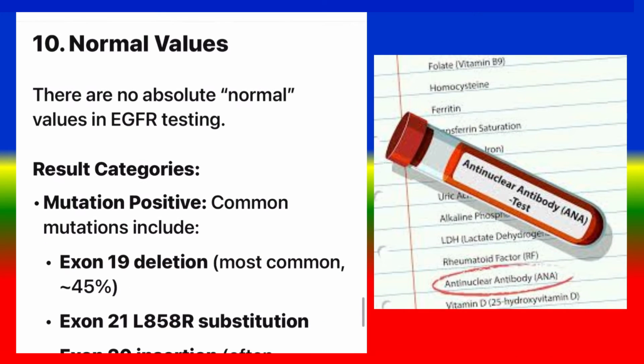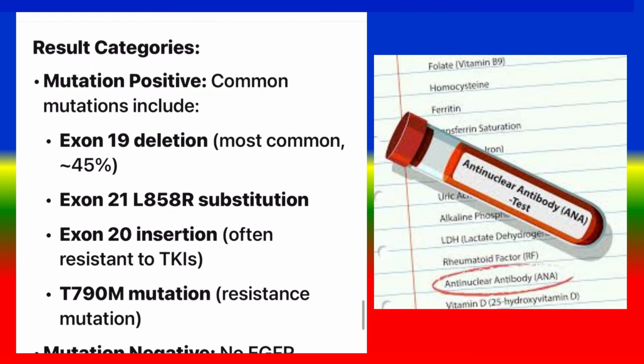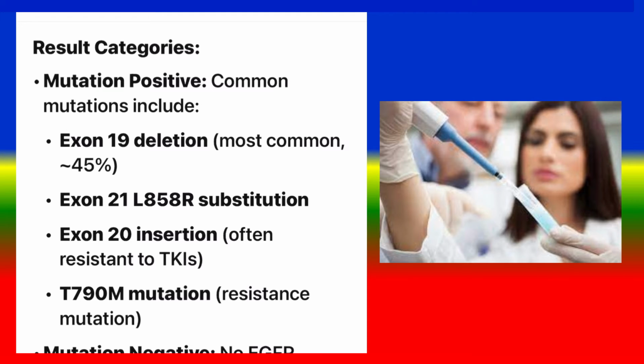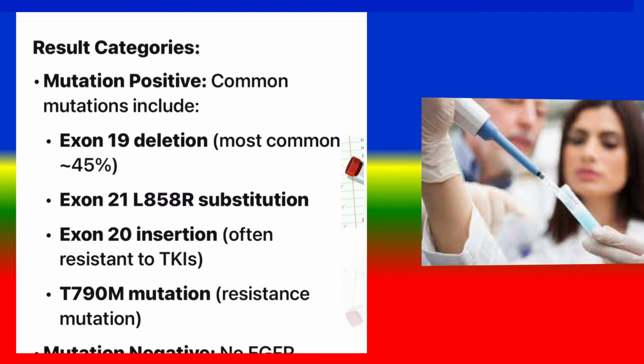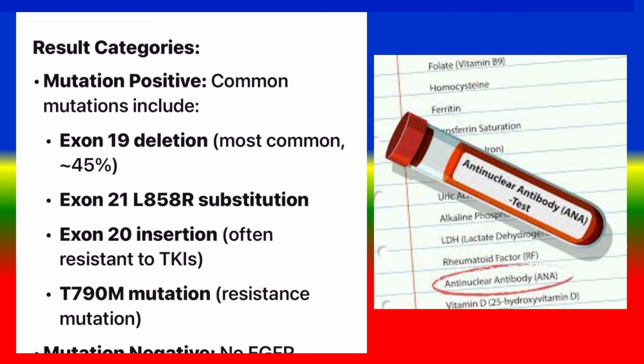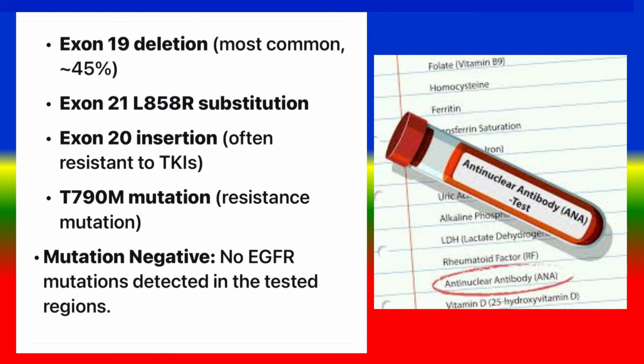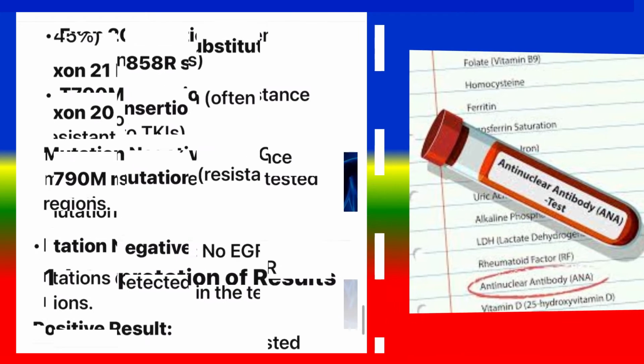10. Normal values. There are no absolute normal values in EGFR testing. Result categories. Mutation positive. Common mutations include exon 19 deletion, most common, 45%, exon 21 L858R substitution, exon 20 insertion, often resistant to TKIs, T790M mutation, resistance mutation. Mutation negative, no EGFR mutations detected in the tested regions.